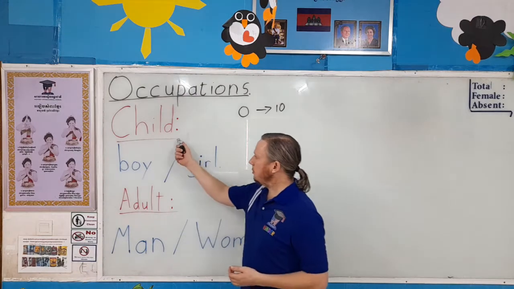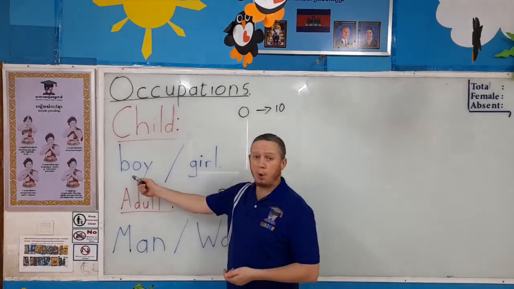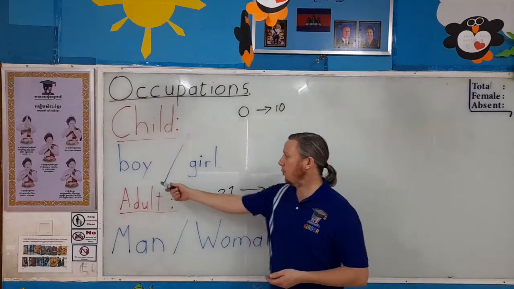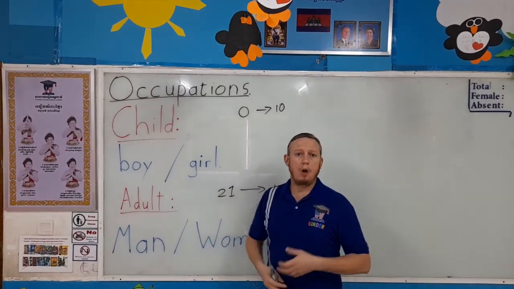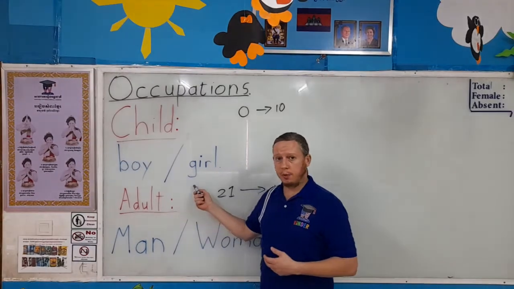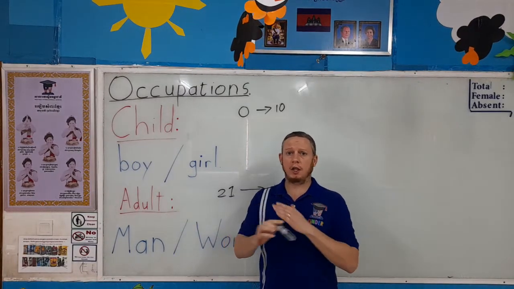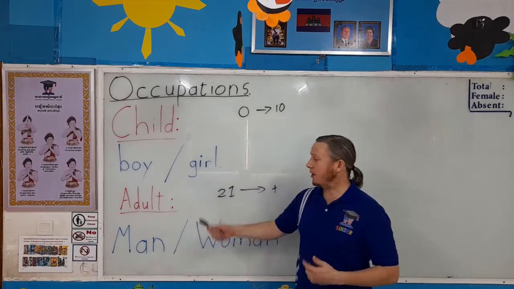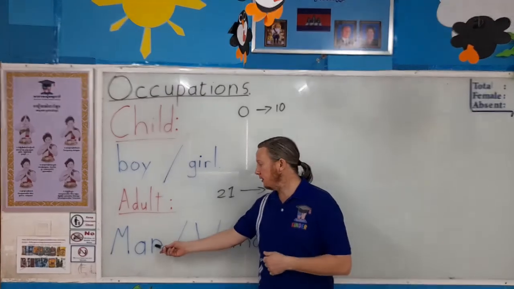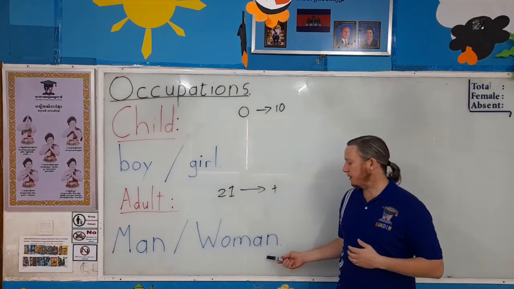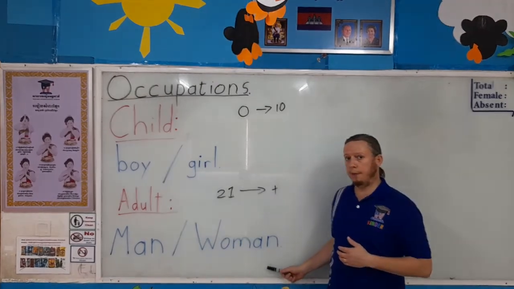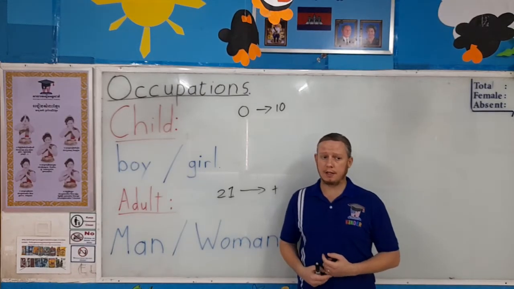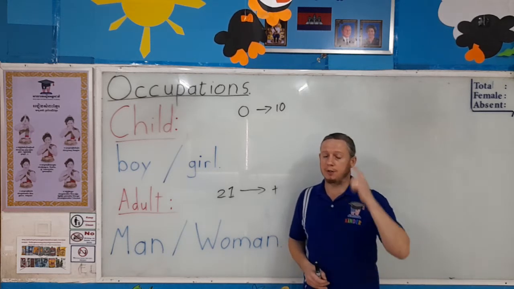So a child, when you're young, we refer to you as a boy or a girl. We know these words. We practice them many times in our classes. Boy and girl. But when we're an adult, we do not use these words. Teacher David is not a boy. Teacher David is a man. So when you're an adult and you're older than 21, you're referred to as a man, and if you're a girl, you change to a woman. Man, woman. Some of you may already know this, but I just wanted to clarify this before we get into today's occupations, because there is one or two things that I want you to think about.